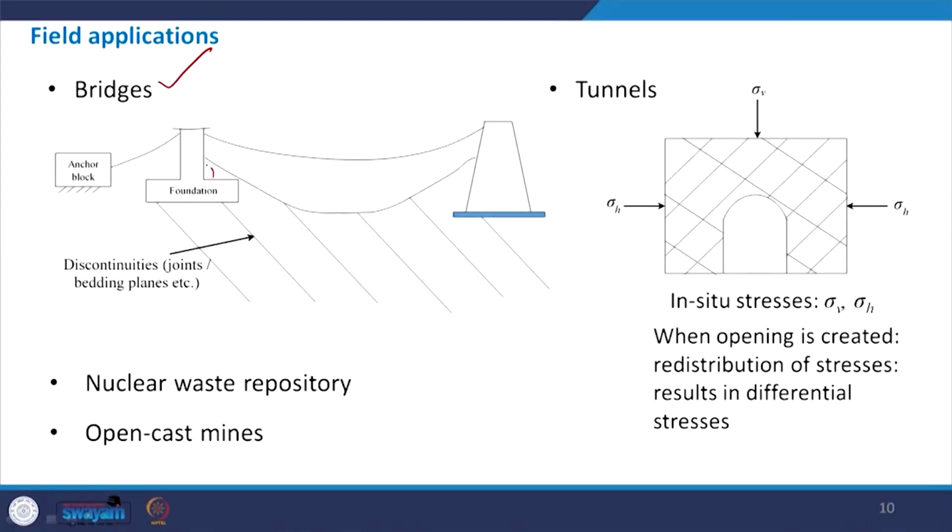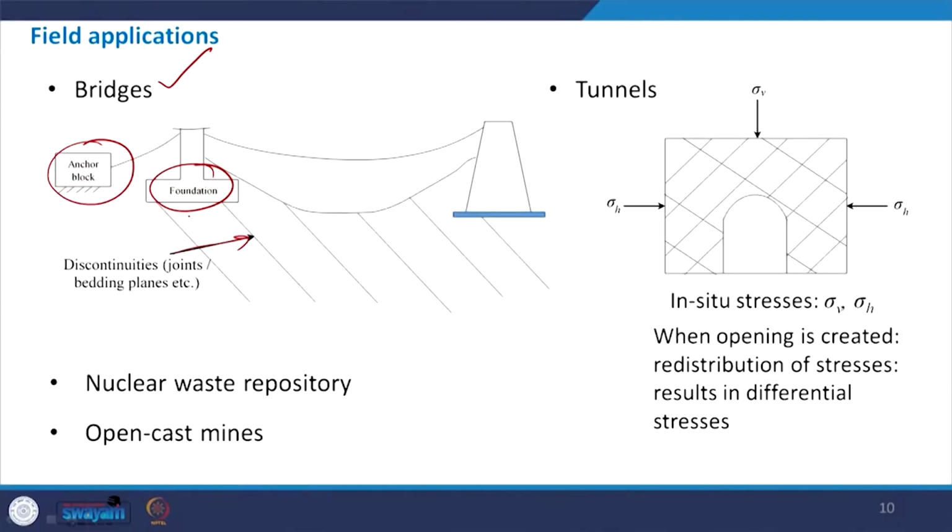Then the next one, bridges. You can see here there is a foundation, an anchor block, and then discontinuities are there which have been shown by this arrow. Unless we know the orientation, what is the type of the rock, etc., I cannot go ahead with the proper design of these foundations or anchor block or abutment for bridges. So in case of bridges, it is equally important for us to know about this subject, that is rock engineering.